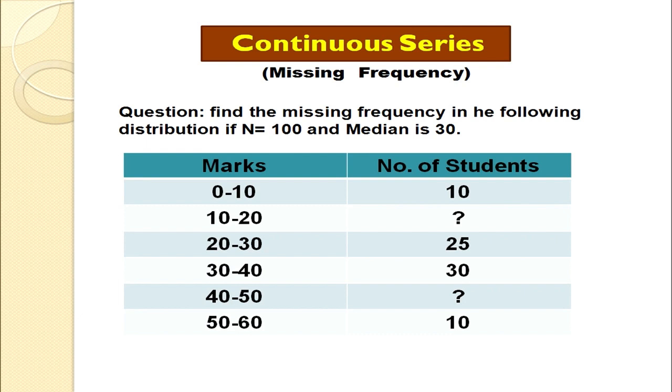We all know the rules for exclusive series. We have already learned them in the previous chapter. So in 20 to 30, the value 30 is never included in the upper limit in case of exclusive series, whereas it will be included in the next lower limit. The identification of the median class comes from the median value. So the median is given as 30, so 30 will be included in the class of 30 to 40. Therefore, the class frequency is 30.